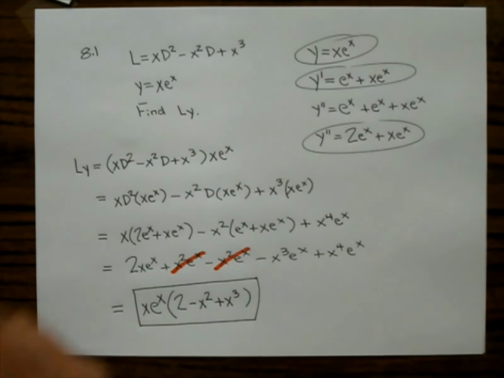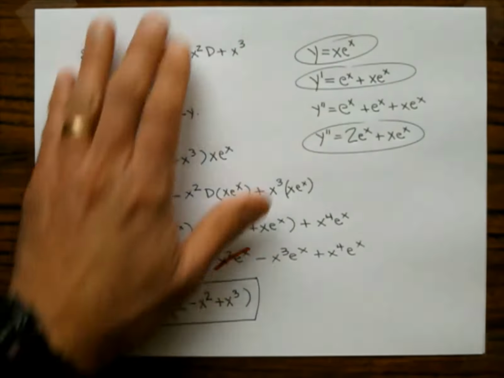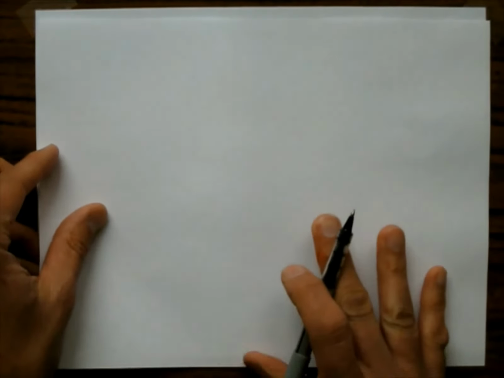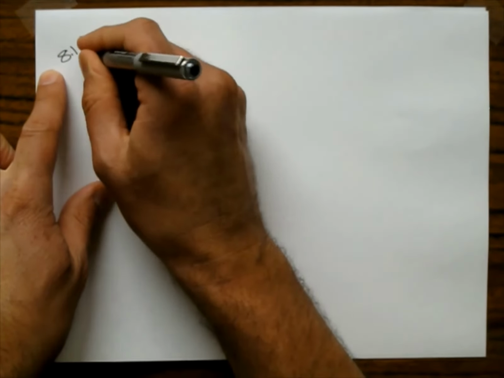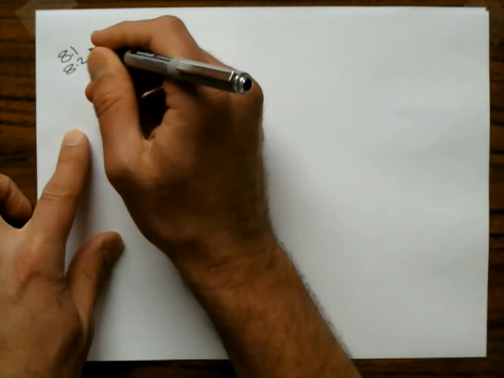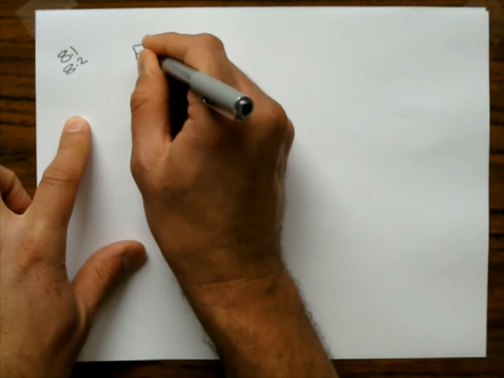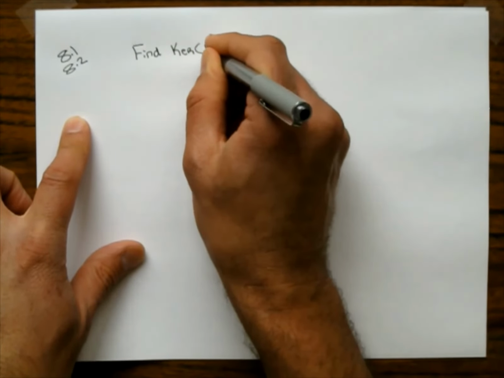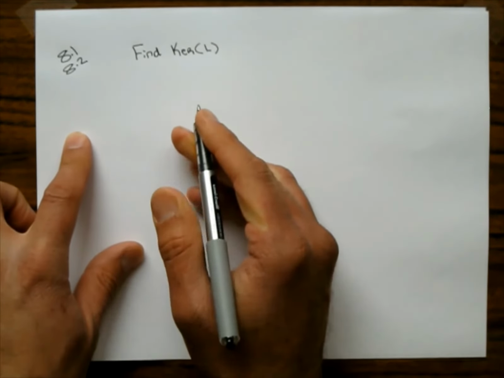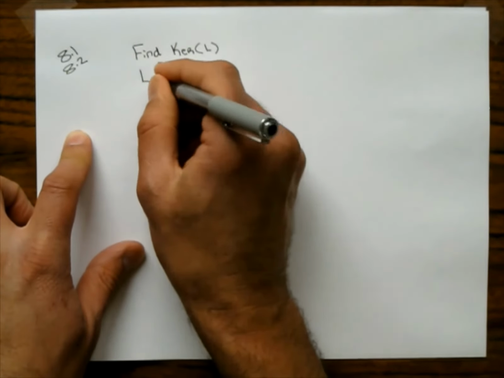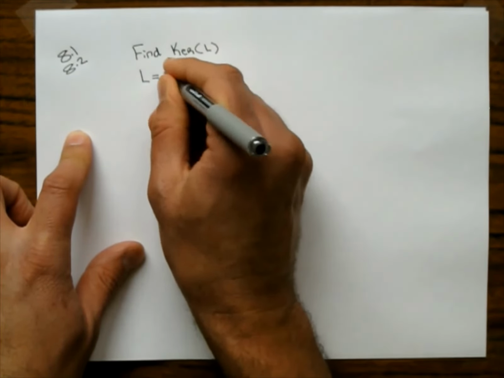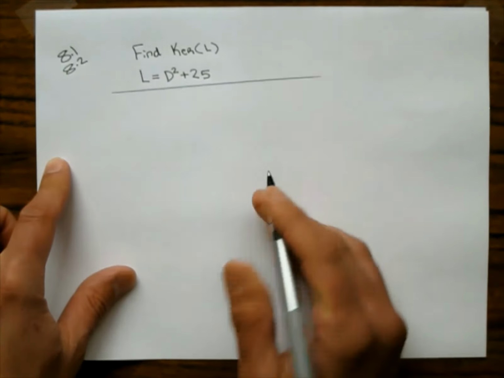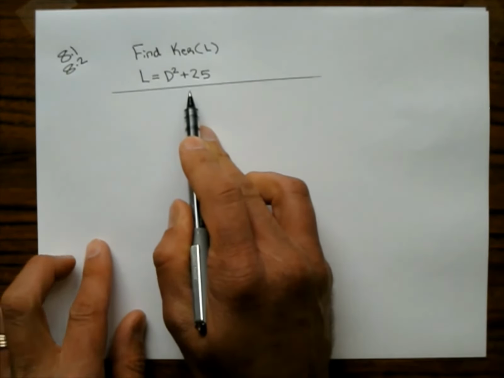Let's go ahead and do another kind of problem that you would see from 8.1. This kind of covers 8.1 and 8.2. Let's see if we can do this. And they would say find the kernel of a linear transformation L. So this is a different L than the last problem. I'll write the L up right here. L equals d squared plus 25. Okay, so there's the problem right there. Find the kernel of that linear transformation.